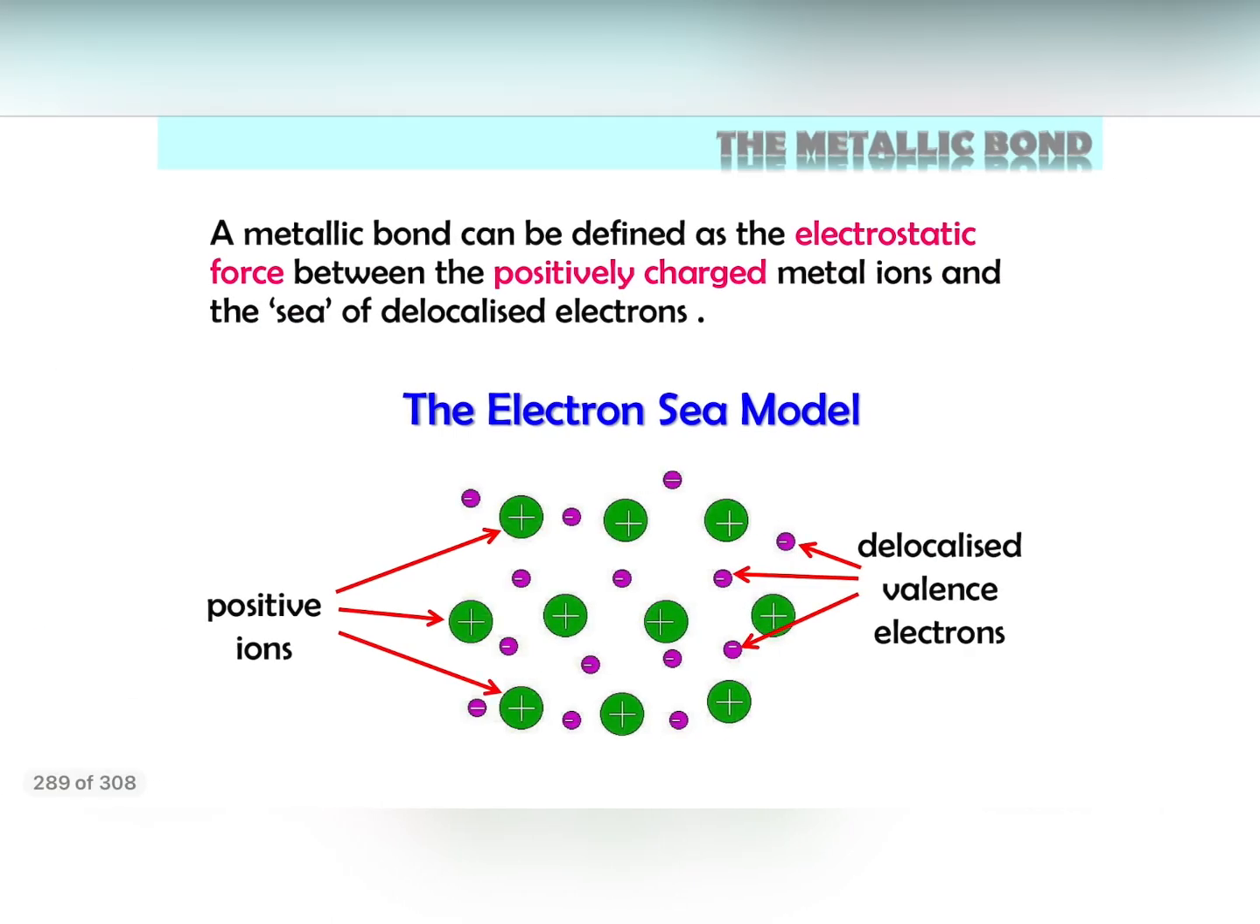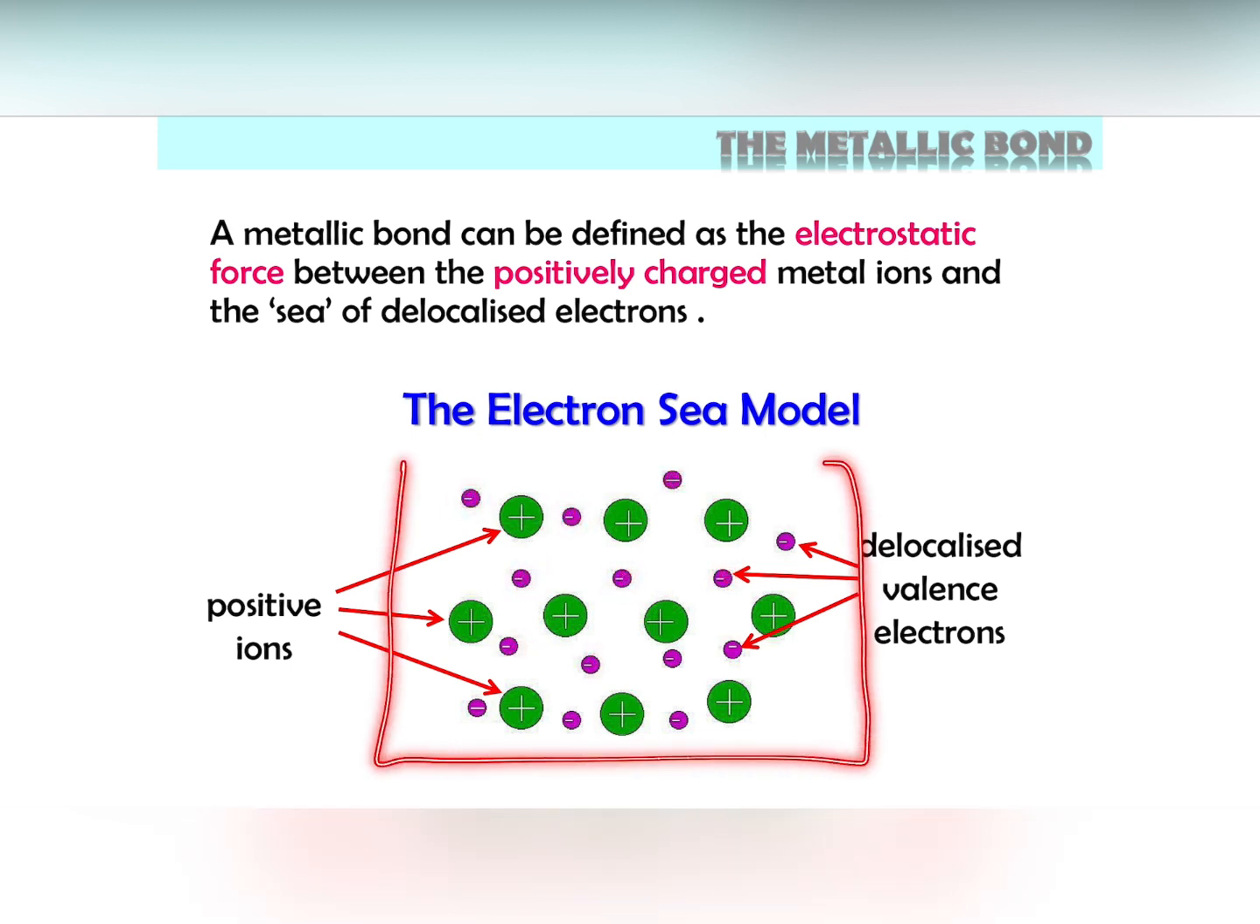Right, so metallic bond yang kita nak belajar ni, it can be defined as electrostatic force between positively charged metal ion and the sea. Okay, so perkataan dia sea, ibarat lautan of the delocalized electron. So you can see the green one here is all the positively charged, and surrounded by the negatively charged here, all the electron. So ini yang dinamakan sebagai electron sea model.